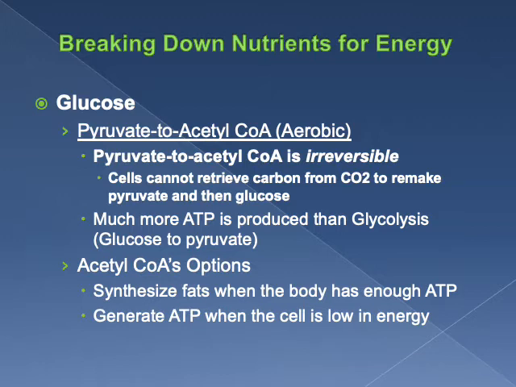And we'll look at this again in a larger diagram. There's much more ATP that is produced as acetyl-CoA goes through the aerobic breakdown. Remember, glycolysis only produced 2 ATP. Acetyl-CoA's options are either to synthesize fats when the body has enough energy, or generate ATP when the cell or body is low in energy.